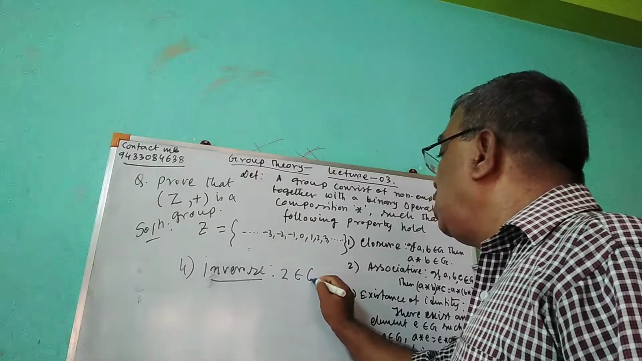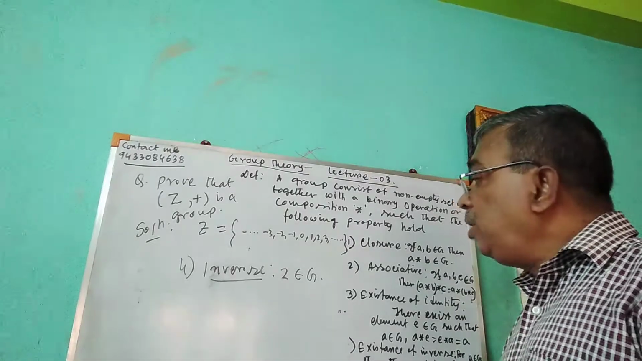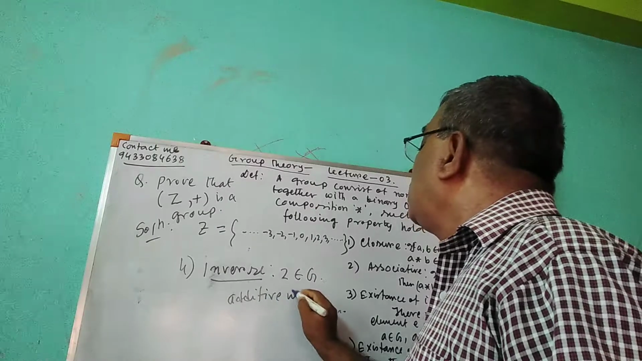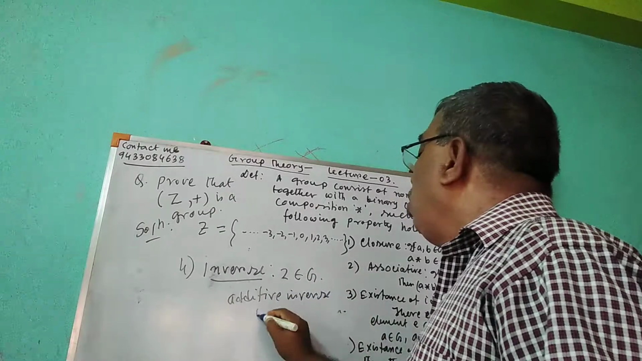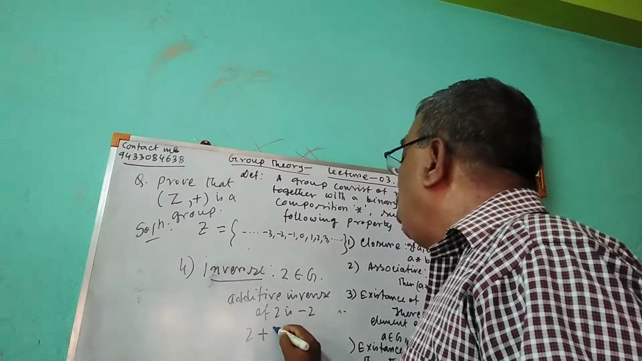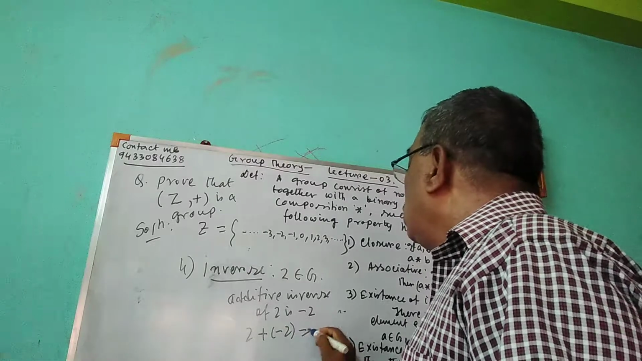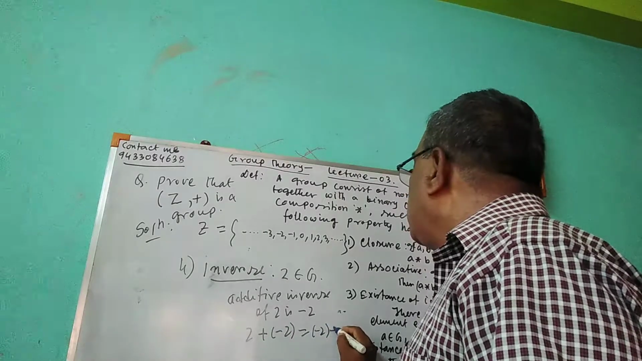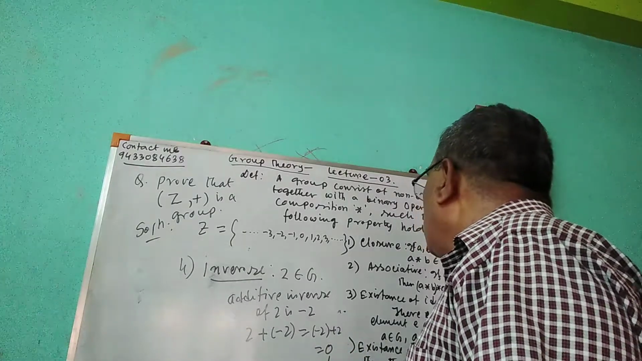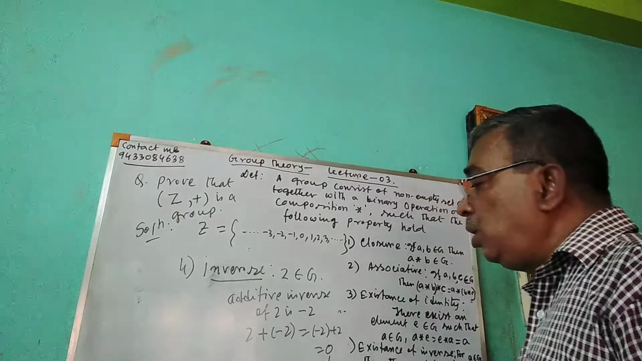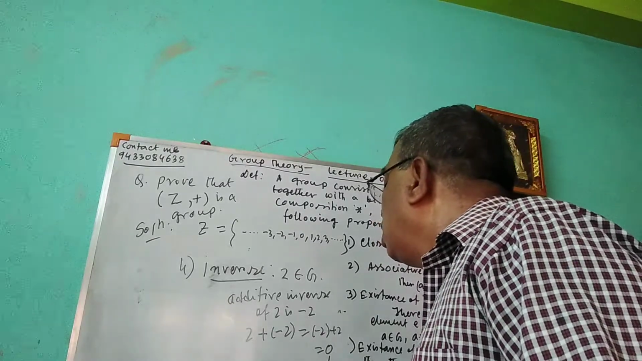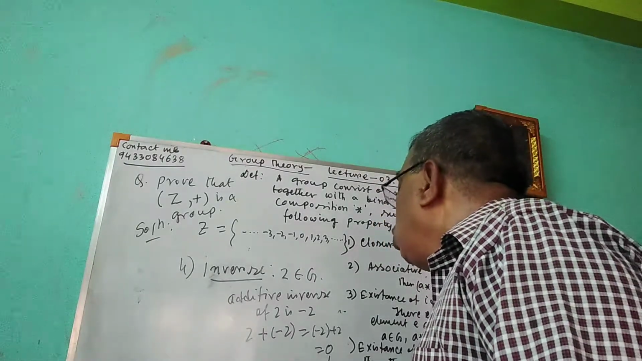2 belongs to G. Now the additive inverse of 2 is -2. So 2 + (-2) is equal to -2 + 2 is equal to 0. 0 is the identity element. You see? So we can say the inverse exists.